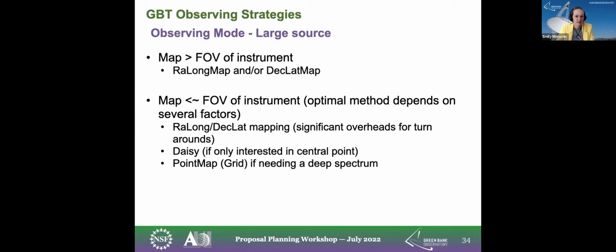And if you have a really large source, if your map is larger than the field of view of the instrument, you'll make a Dec or RA map, and we'll talk about that later. But if the area that you want to map is less than the field of view of the instrument, you can use these various strategies as well, a daisy, a point map. The RA and Dec maps are on the fly, where you're constantly taking data, whereas point maps is where you sit on one point of the sky and take data.